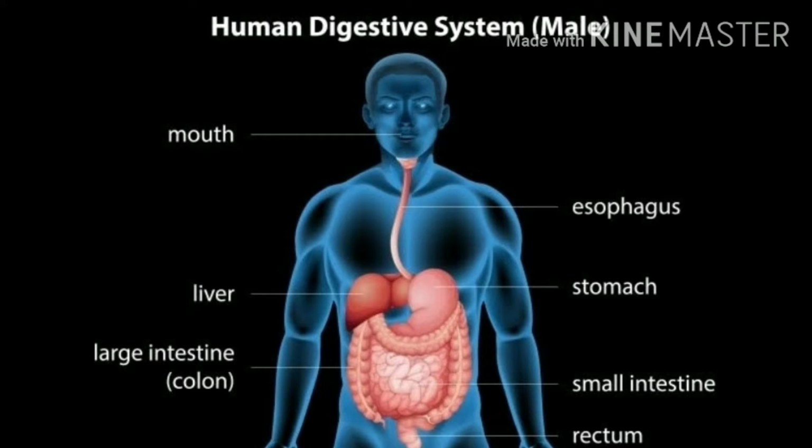After completion of the digestion, the carbohydrates are broken down into glucose molecules. Proteins are broken down into amino acids. Fats are broken down into fatty acids and glycerol. These molecules are absorbed by the small intestine.